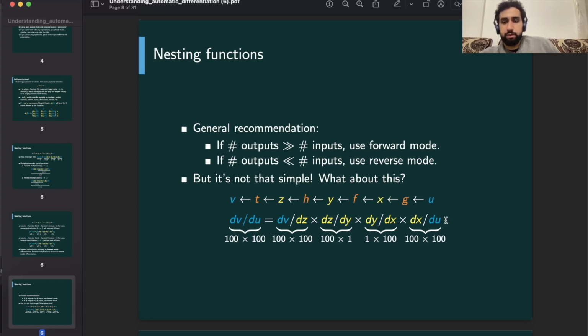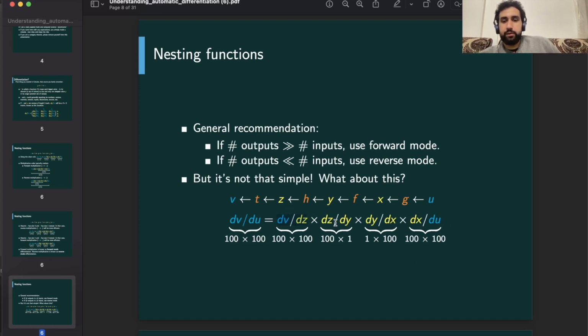So let's say we go forward. We go from U to X, that's okay. U to Y, that's fine. And then if we go from U to Z, that's still fine. That's just an outer product of two vectors, like a column vector and a row vector. But then here you end up with a 100 by 100 matrix, and you have to multiply it by dv dz, right? And that's another 100 by 100 matrix. And so that's very expensive.